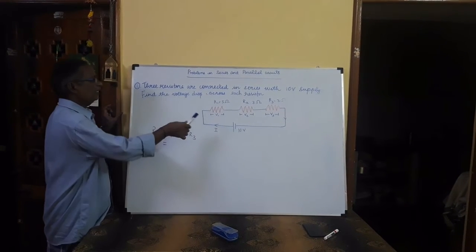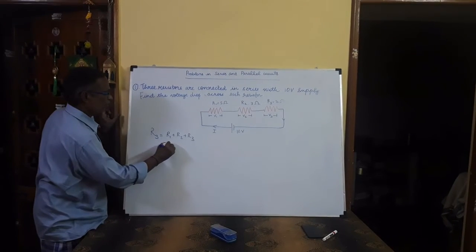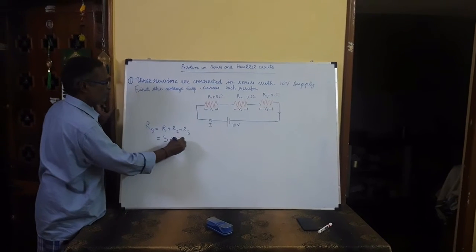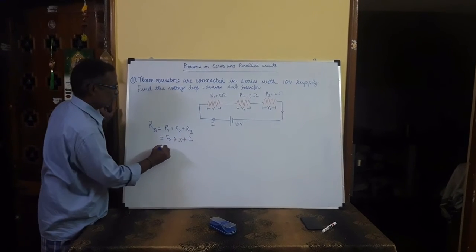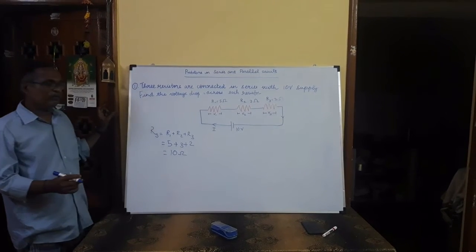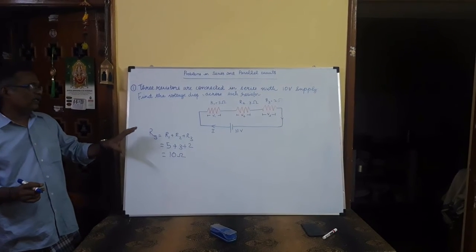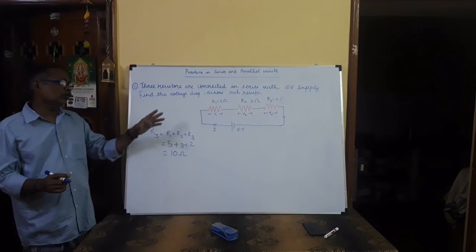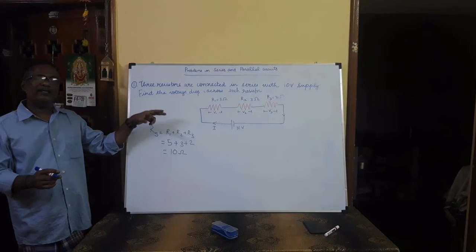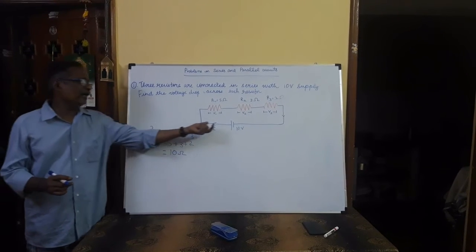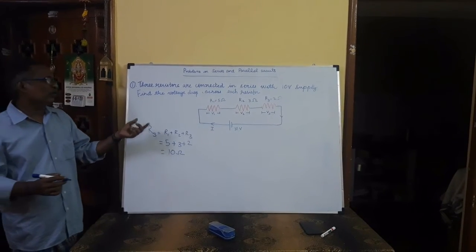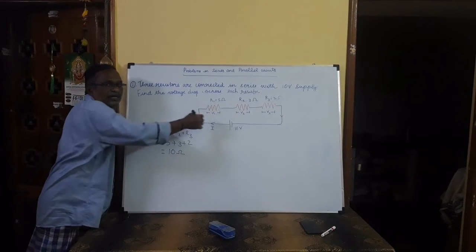So what is the value of R1? 5 ohm. R2? 3 ohm. R3? 2 ohm. So its value is 10 ohm. The first step, we have calculated the value of RS. According to Ohm's law, the current through the circuit is equal to voltage divided by the total resistance. Voltage is given as 10 volt, the total resistance is 10 ohm. Now we will calculate the total current I.